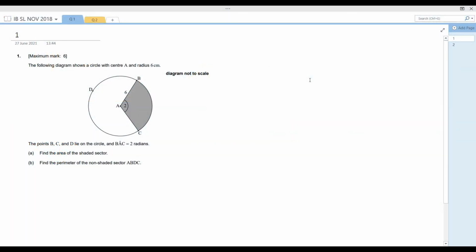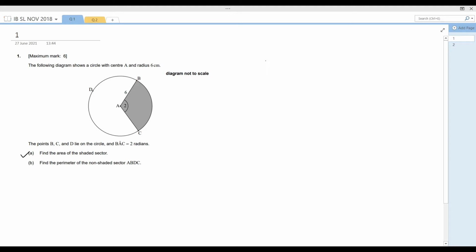Welcome to IB 360. In this video, we are going to discuss IBSL November 2018 paper 1. The first question is: the following diagram shows a circle with center A and radius 6 cm. We need to find the area of the shaded sector.